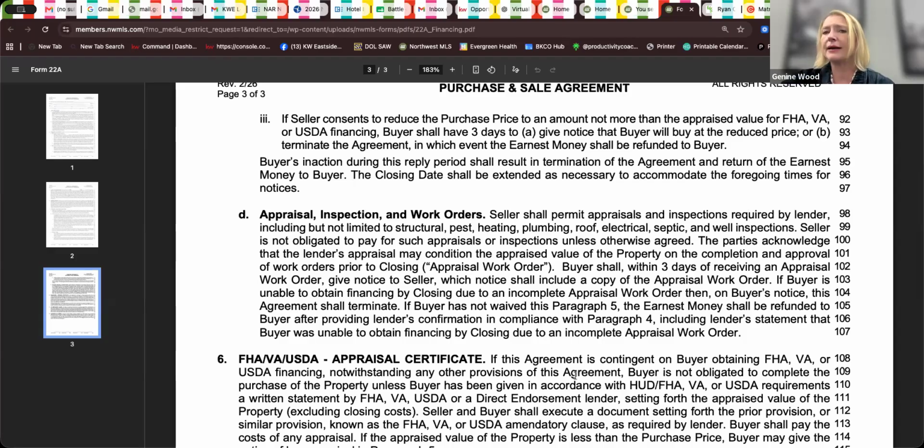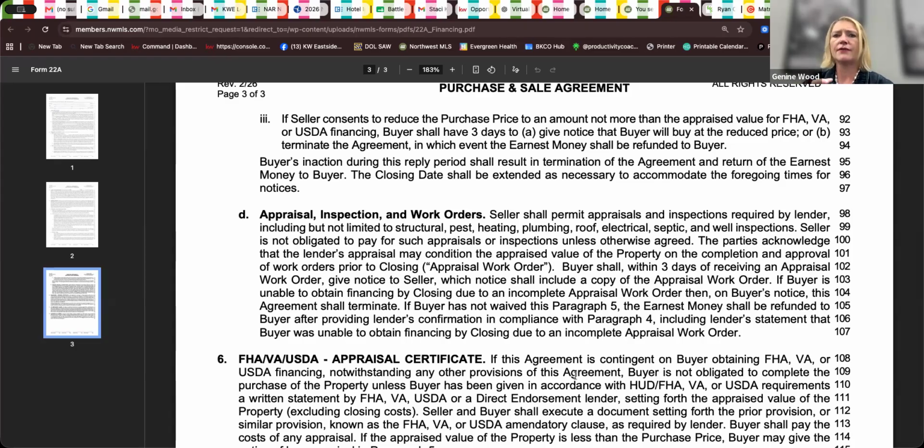So notice that if the buyer waives their financing contingency and now there are work orders, buyer cannot terminate the transaction if the seller doesn't do the work orders. And seller never has to agree to work orders. They have to allow the inspections, but they do not have to agree to the work orders.